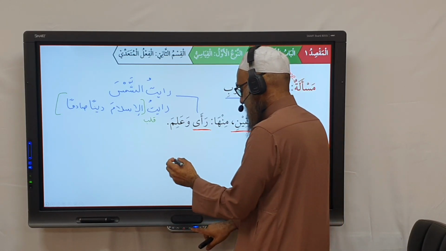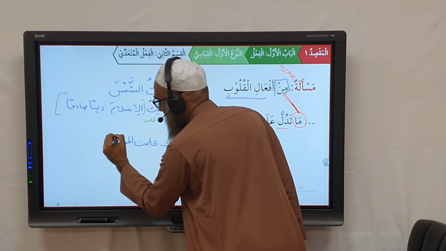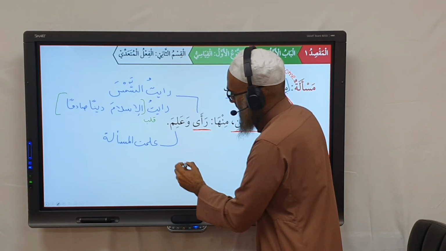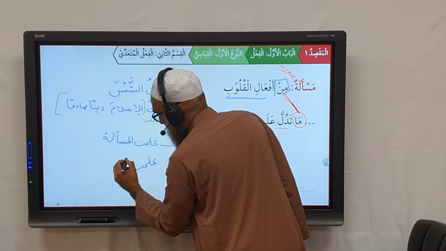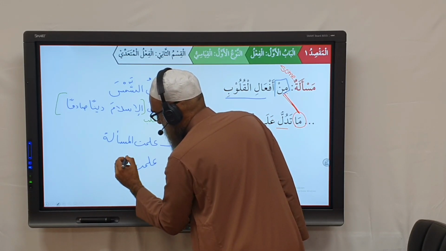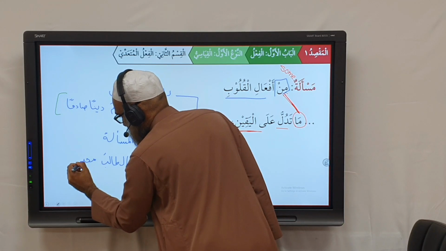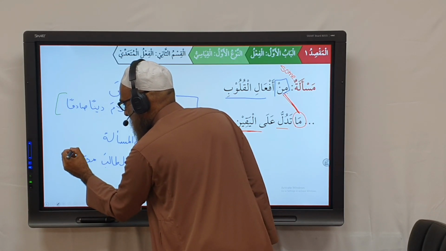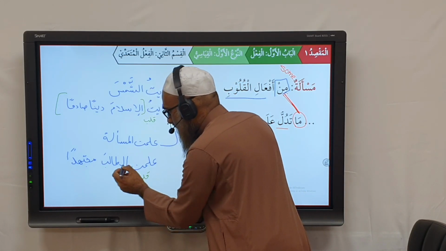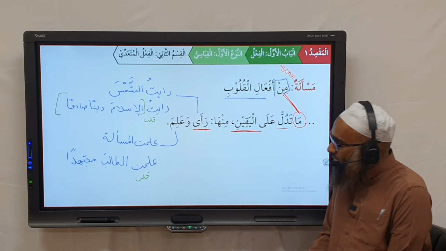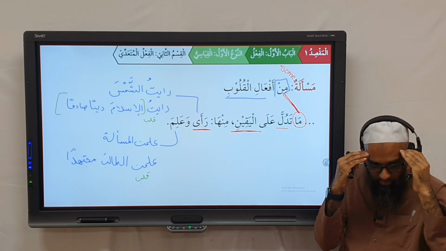Similarly, you can have alima. علمت المسألة. I understood it, I came to know about it. Is this فعل القلب? No. علمت الطالب مجتهدا. Obviously, it's not a very eloquent sentence, but you get an idea from it for now. It'll come in a better structure later on. This is فعل القلب. I know of, I believe. I believe the student to be hardworking. So when you say alima or ra'a, it shows an action of the mind, but very strong. That yes, I'm firm in this.